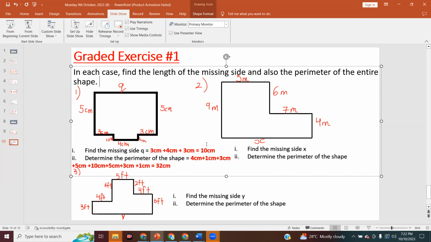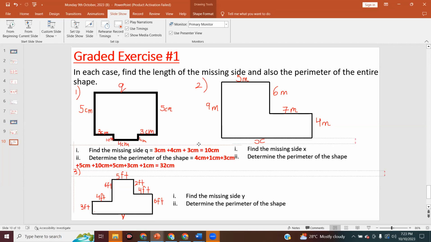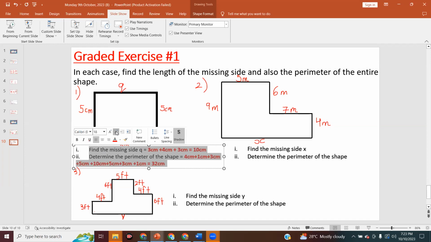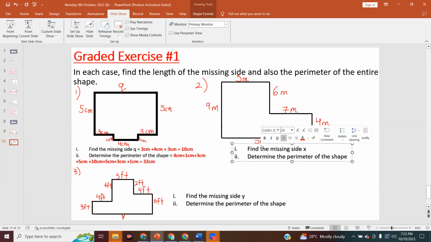Let's do number 2. What do you all have for X for number 2? Put it inside the chat for me, please. Put your answer inside the chat for me. Even before I answer it, I want to know what you all have. Remember, it's meters. What do you all have for X for number 2? Put it inside the chat for me, please.